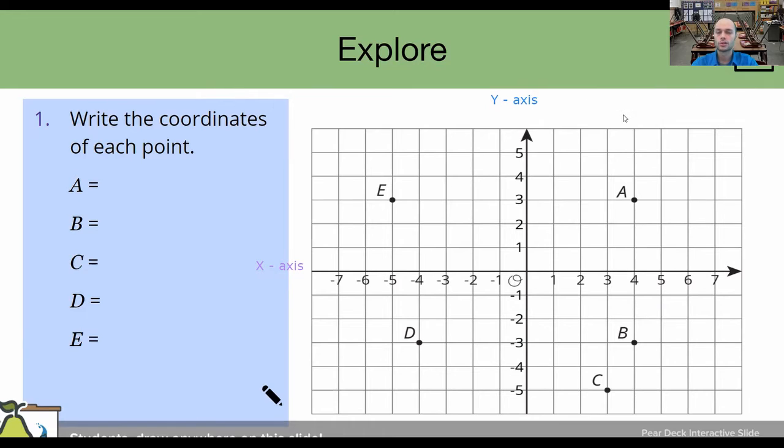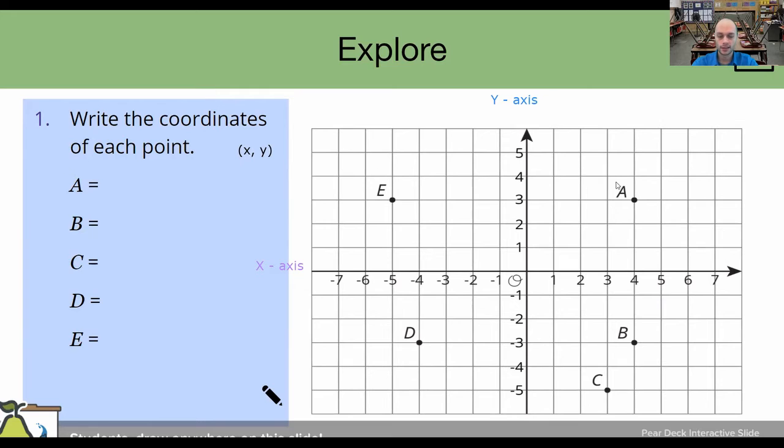Good job. So the purpose of both these axes is that they help us plot our points. Every single point has an x value to it, and it also has a y value to it. So every single coordinate will look something like this. It will be parentheses x comma y. So the first part of your coordinate is the x value, and the second part of your coordinate is the y value. So with that said, let's take a look at point A.